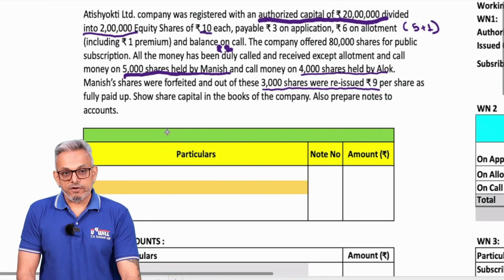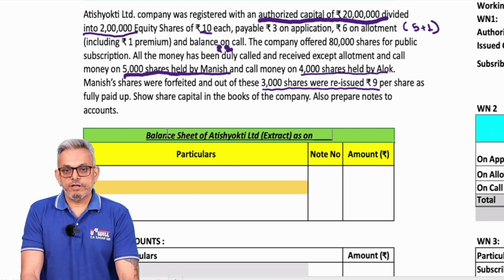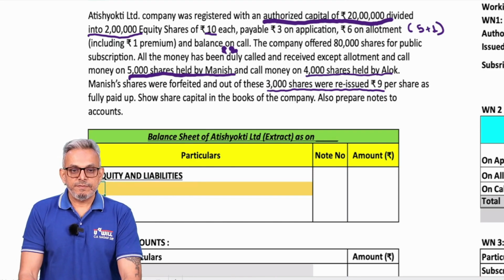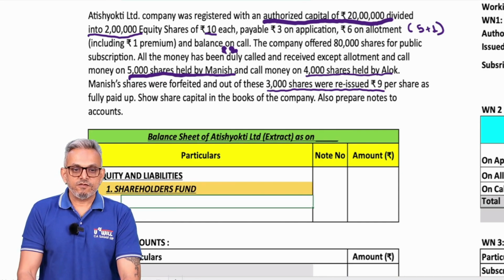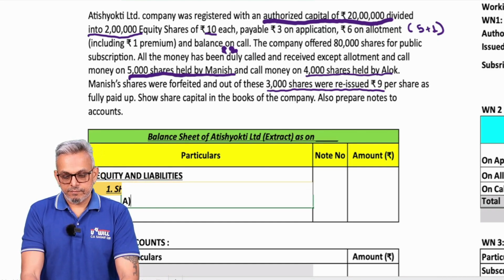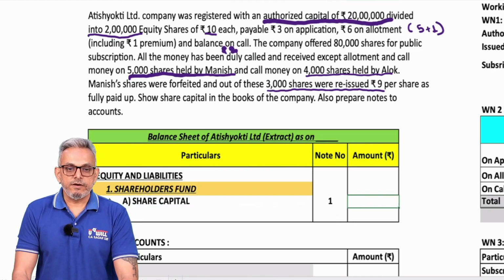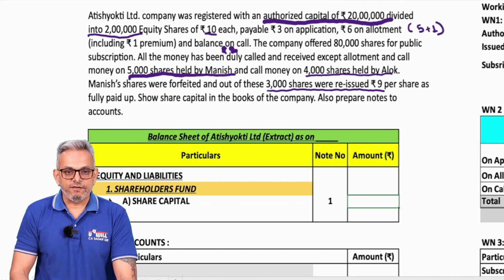Now, always remember, write a proper heading. So balance sheet of Atishyokti Limited. We'll write extract as on, we don't know the date, so we leave it blank. So we will be writing the balance sheet heading first, that is equity and liabilities. Then we'll write the main heading, that is shareholders' fund. And in shareholders' fund, the subheading will be share capital, note number 1. Now this amount we will write from notes to accounts, because right now we have to do all the calculations, so we'll keep this blank as of now.